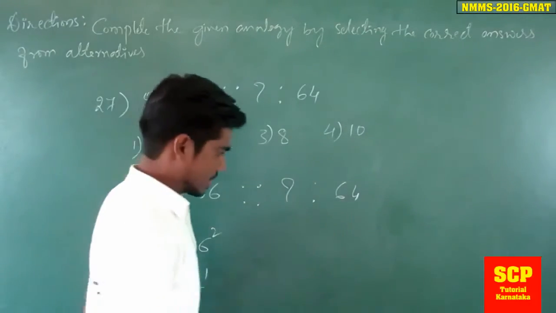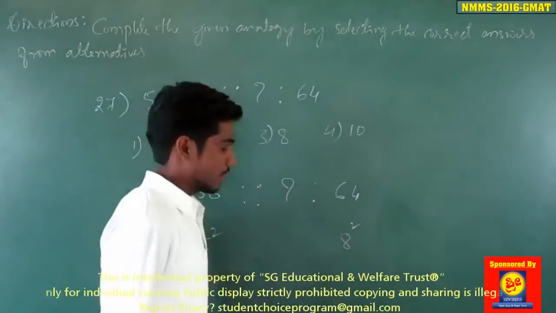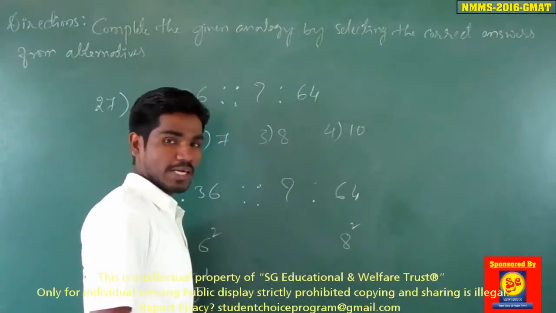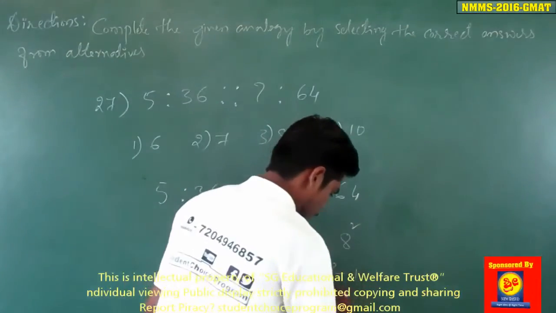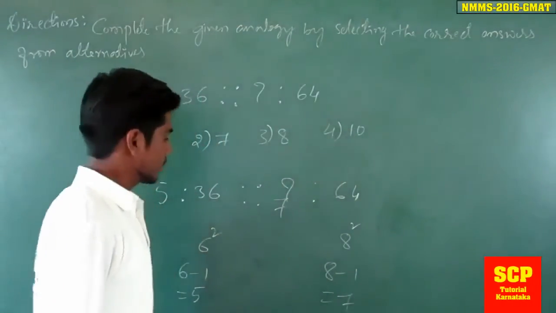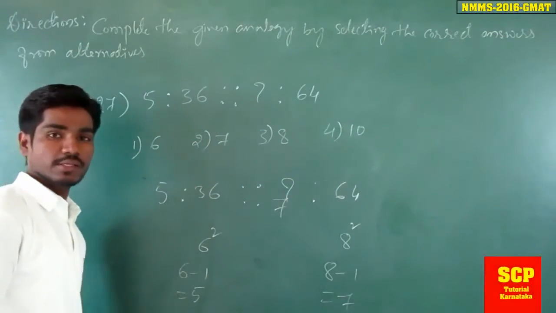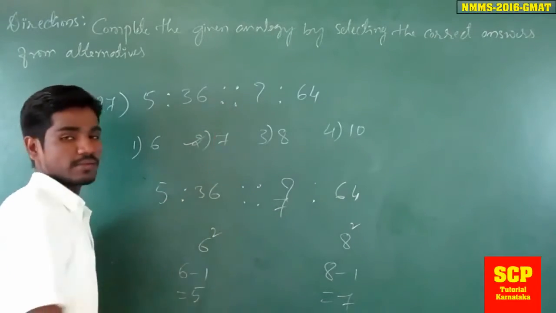Now look at here, 64. 64 is nothing but square of 8. Okay, and the previous number is obtained by what? Subtracting 1, that is 8 minus 1, which will be 7. So the number is what? 7 over here. Now let us check the given options. The first option is 6. The second one 7, which is the right answer.